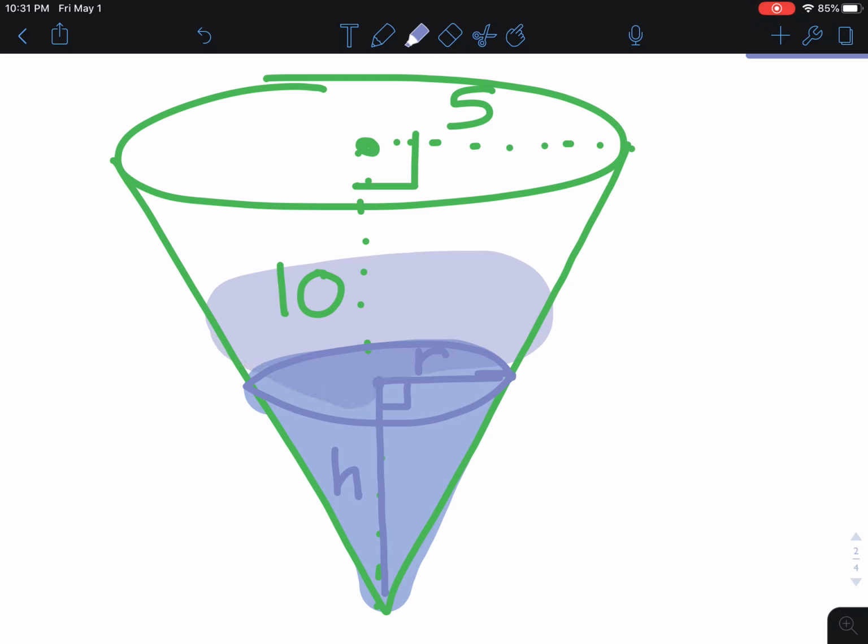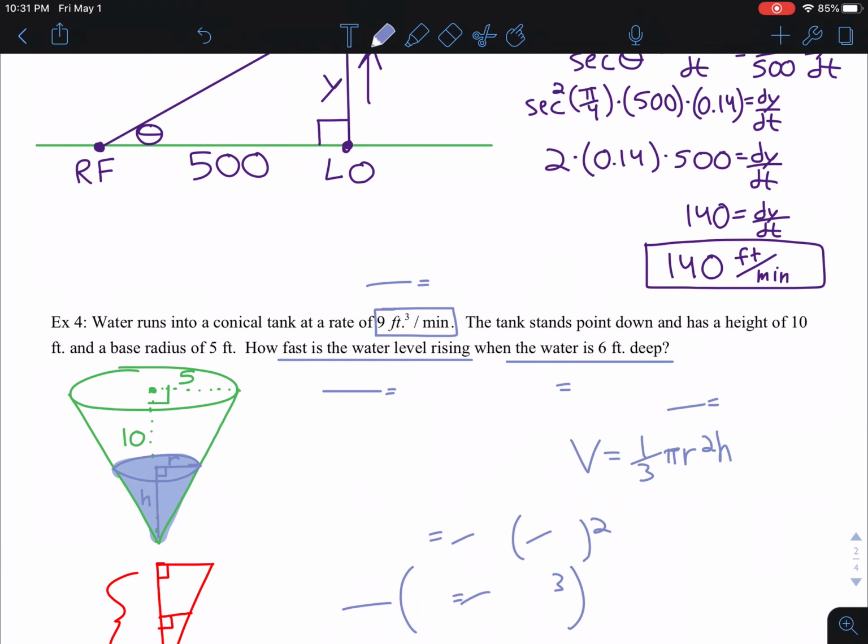Oh, I picked the wrong color, dang it. But you get the idea. The height would get greater, the radius would get greater. That is the cone whose dimensions are changing, okay? So that's the cone we want to focus on. So what does it say to look for?